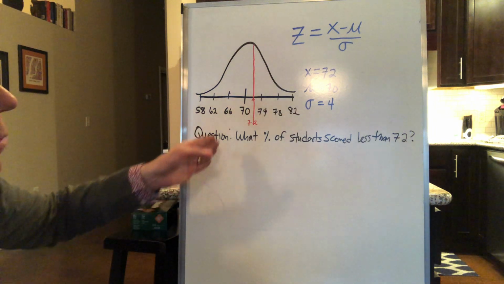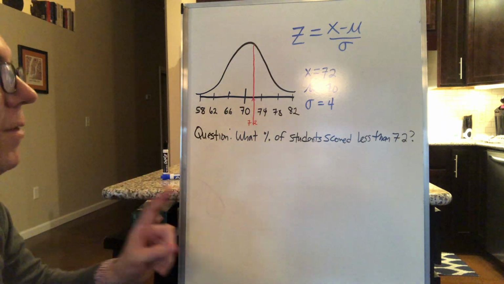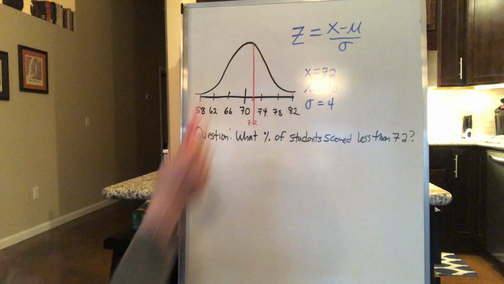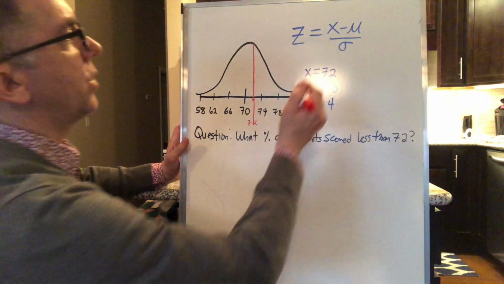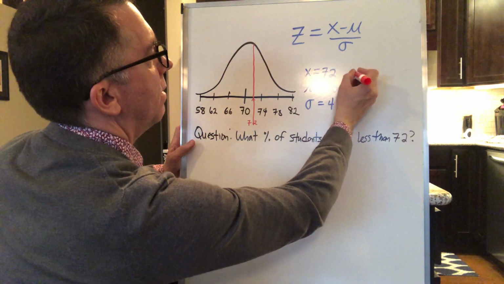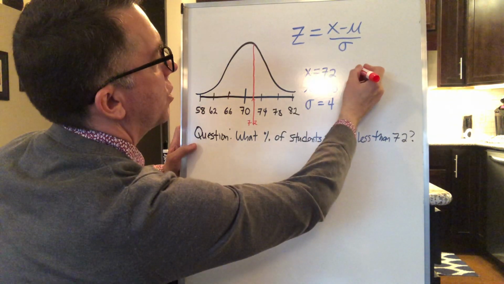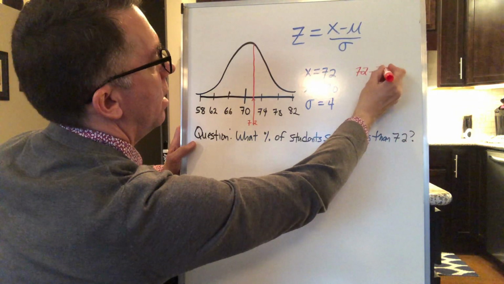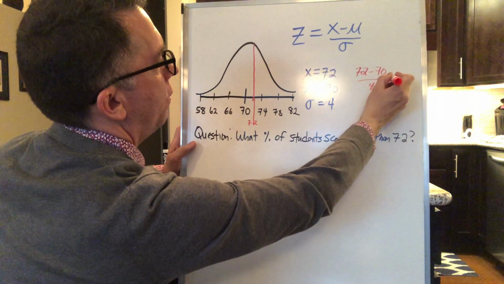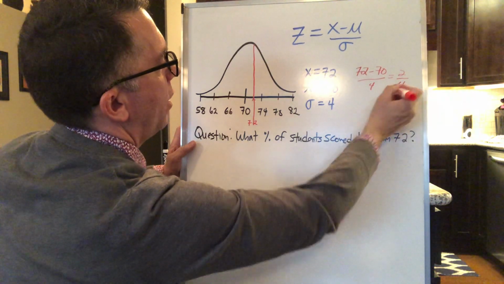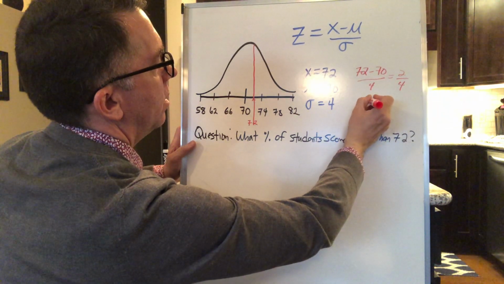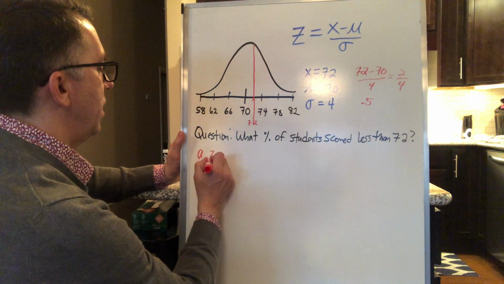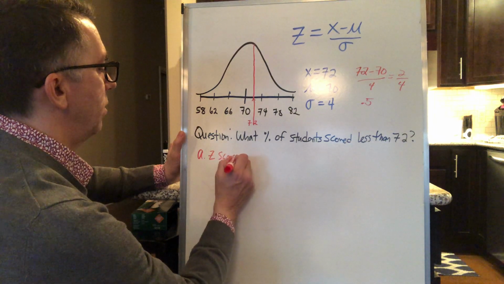So in order to figure out what percent of students scored less than 72, we have to find the z-score first. So 72 has a z-score. Looking at our formula up here, to do a z-score, I take my value of 72 and put it in for x, because that's the observation, minus the mean of 70 all over 4. So that's 2/4, or we'll call it 0.5. All right, so that's my z-score. So step 1, I found the z-score for my observation.